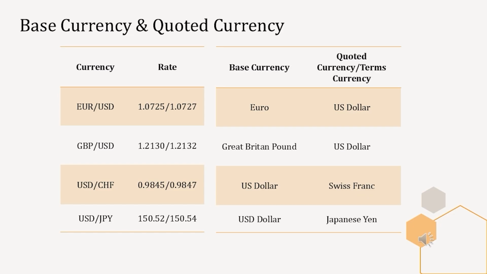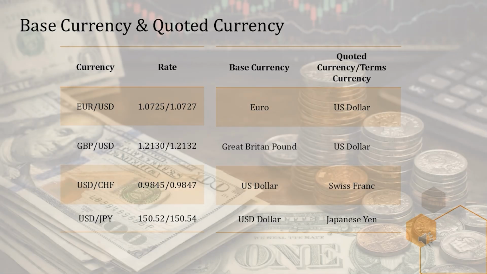Another example is US dollar to Swiss franc is equal to 0.9845, 0.9847. The US dollar, USD, is the base. The Swiss franc, CHF, is the quoted currency. So, this quote tells us that 1 US dollar is worth about 0.9845 to 0.9847 Swiss francs. The rule is simple. The base currency is always 1 unit. The quoted currency tells us how much of that currency is needed to buy 1 unit of the base.